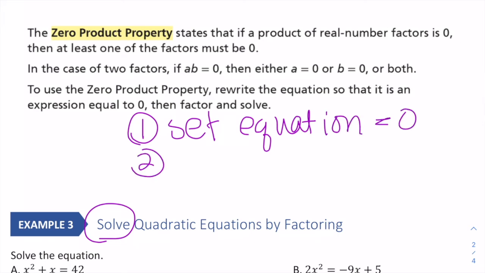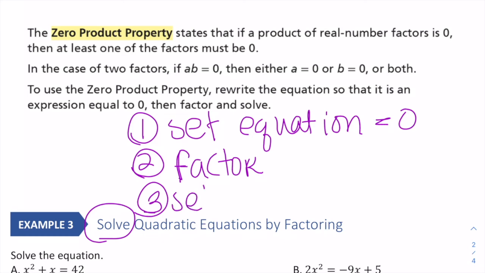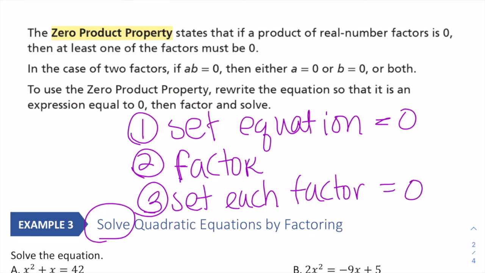And then our second step is where we're going to factor. Whenever we can, we're going to try to factor. And then our third step is to set each factor equal to 0. I'm just going to write the equal sign. And this is how we find the zeros. And that's what it means to solve. We're saying, what are those x-intercepts? When will the graph touch the x-axis?